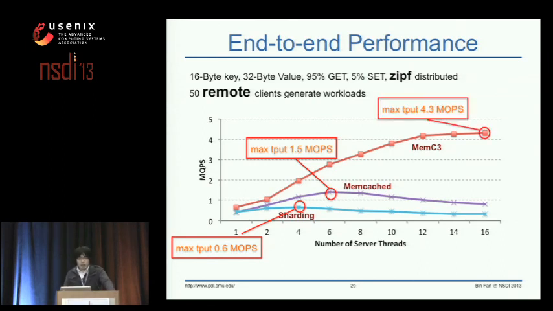And for our system, you can see it scales quite well until 12 threads, and the reason is we are running our benchmark on a 12-core machine. The maximum throughput we achieve is 4.3 million queries per second, which is almost 3x that of stock Memcached.